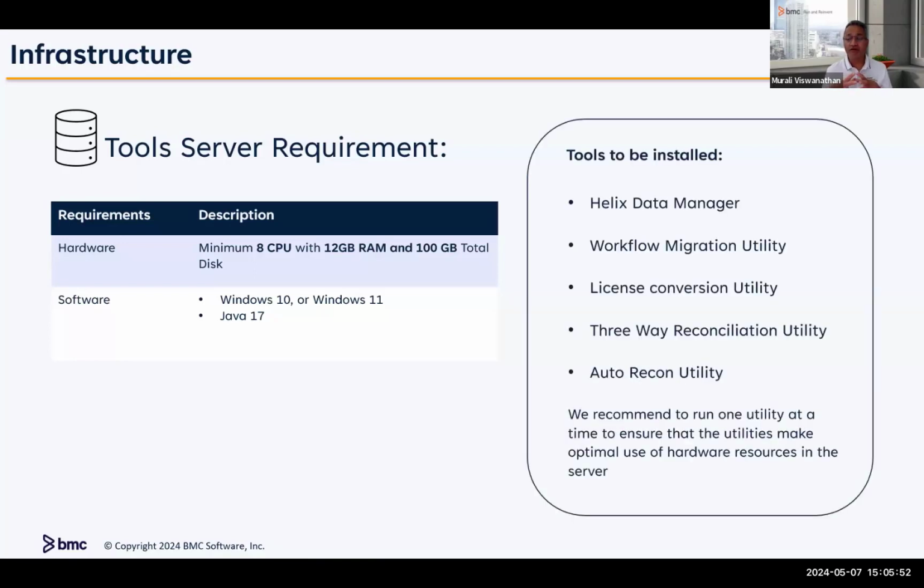we want you to have a tool server, to be honest, right? At the end of the day, you'll be installing not just DWP, you'll be installing all the tools listed in the screen there. You'll be installing the HDM, workflow migration utility, DWP utility, license conversion, auto recon, all that stuff, right? So you need one tool server, which we recommend, whether you're doing an on-prem migration or on-prem to SaaS, same thing. So we recommend you to have a tool server. That's why we want you to have a 100 GB disk space environment, right?